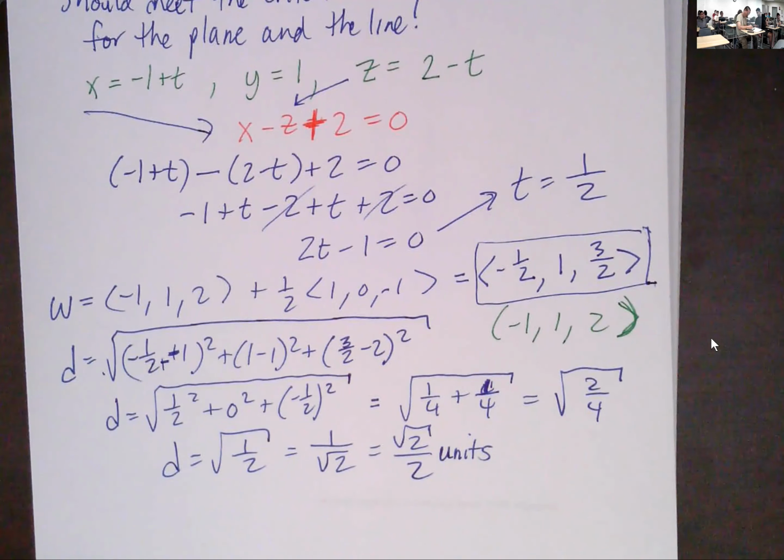Mr. Jones? Yeah. I'm having trouble understanding something about this problem. I understood everything up until the very end. So when you plug in the 1/2 into t, minus the projection, how come you're incorporating the w, and then you're doing the distance formula with w again? Yeah, okay.